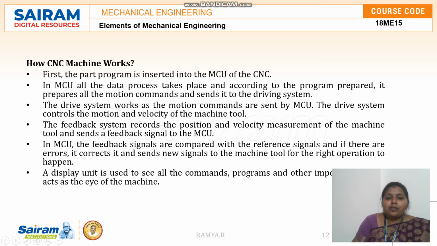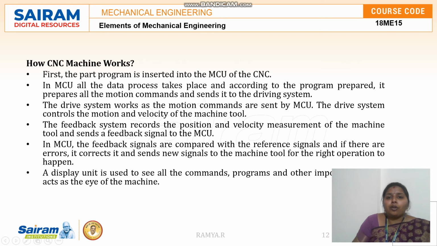The feedback system records the position and the velocity measurement of the machine tool and sends a feedback signal to the control unit. The feedback signals are compared, and the accuracy of the process is checked, and if there is any error, the process is stopped and repeated. A display unit is used to see all the commands, programs, and other important data.